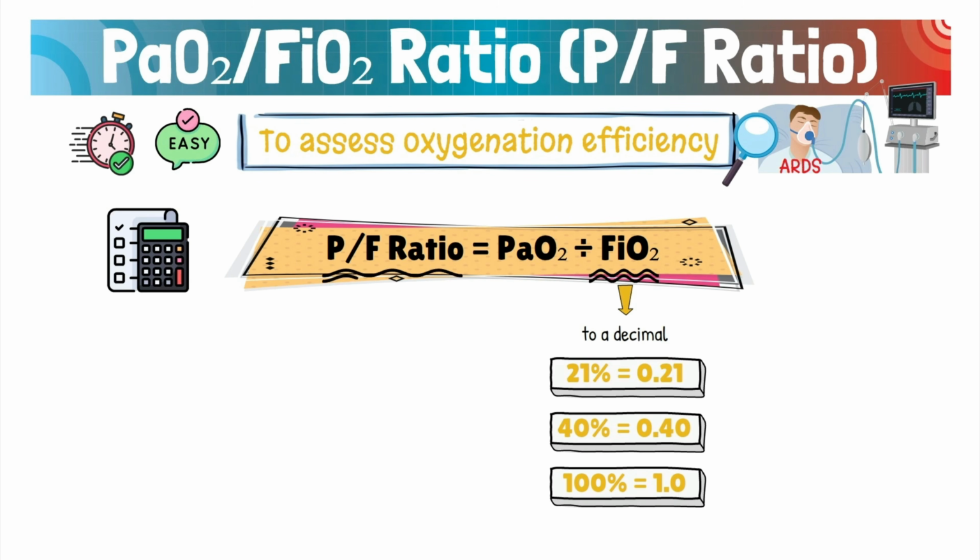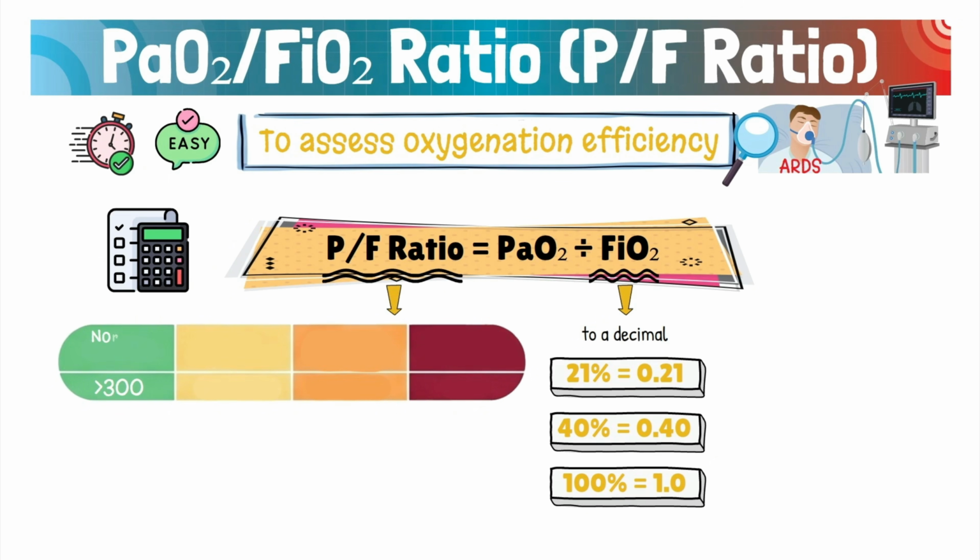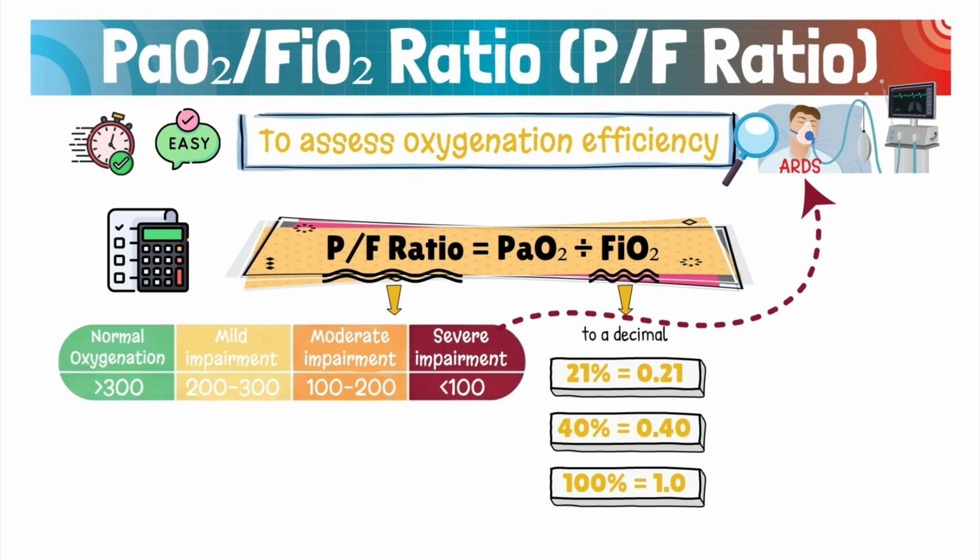Here's how to interpret the results. A ratio greater than 300 indicates normal oxygenation. A ratio between 200 and 300 signals mild impairment. A ratio between 100 and 200 represents moderate impairment. And a ratio below 100 indicates severe impairment, which may meet criteria for ARDS.